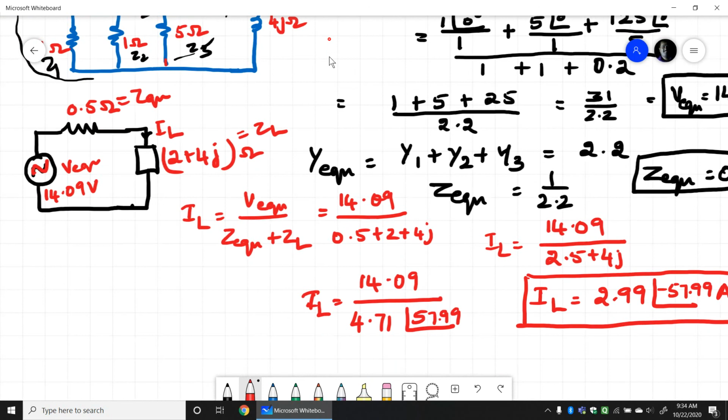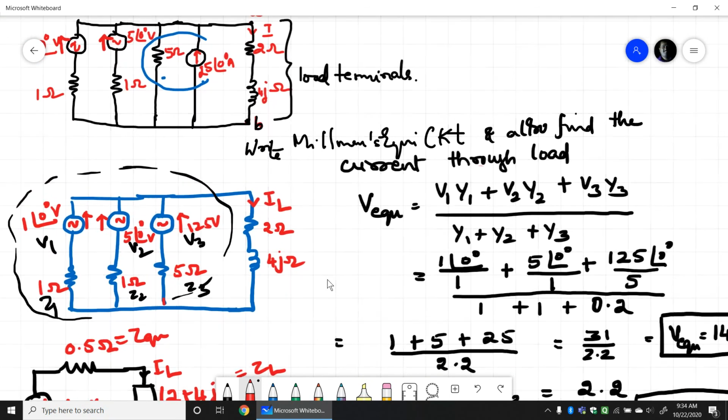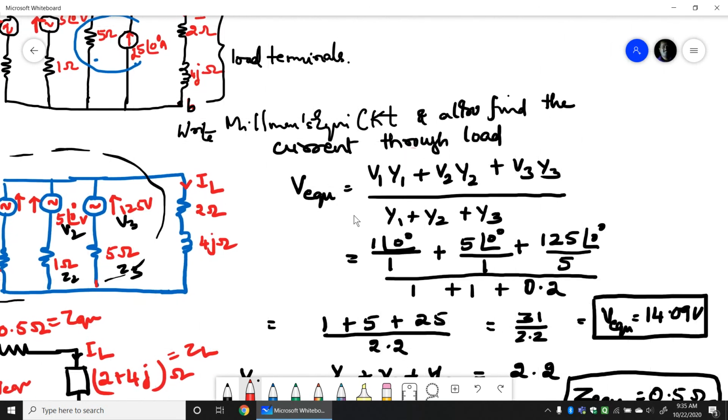So here again I'll repeat. In the problem it was asked to find the current through the load terminal after finding the Millman's equivalent circuit. Here 2 plus 4j is the load where I need to find the current. For that we had a current source in parallel with a resistance. I converted that into a voltage source in series with a resistance, and then we saw that there are 3 branches, each with a voltage source in series with a resistance. Therefore, according to Millman's theorem, V equivalent would be equal to V1 Y1 plus V2 Y2 plus V3 Y3 divided by Y1 plus Y2 plus Y3.